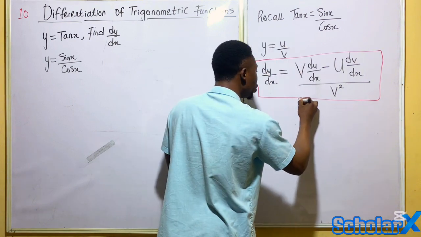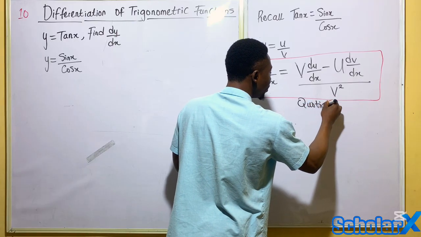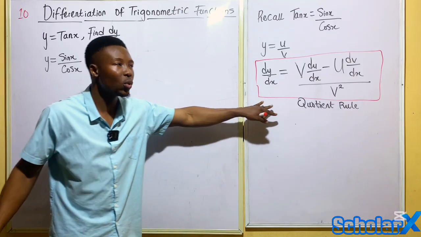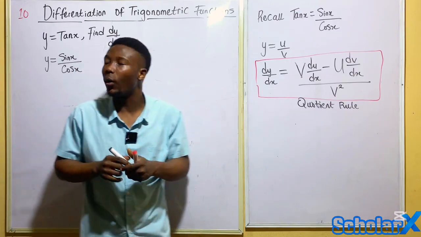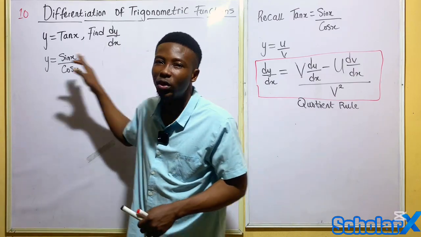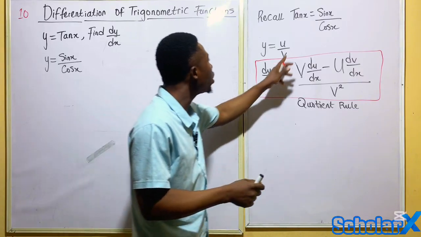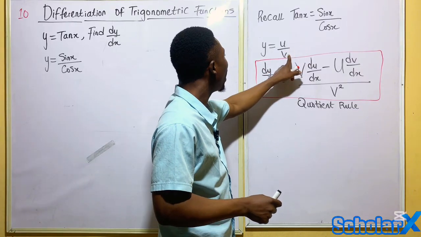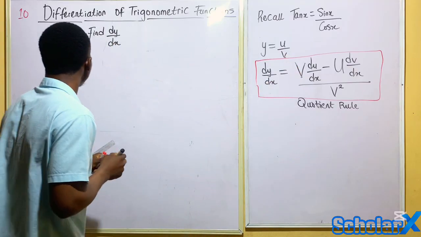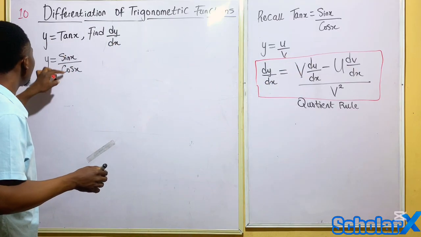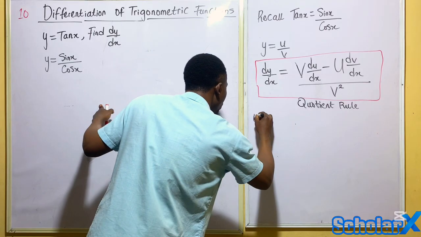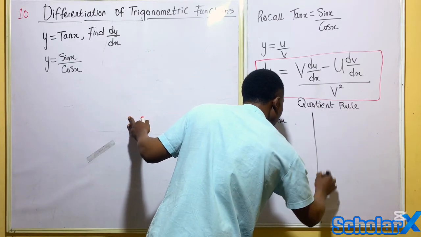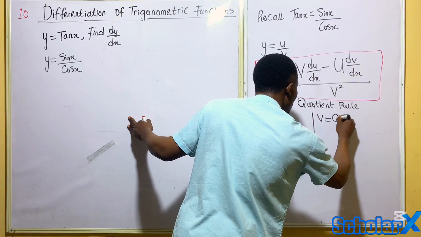So this is called the quotient rule, and we use it to differentiate functions in this form. So what do we do now? We are going to apply the quotient rule to differentiate this. Of course, the numerator becomes our u and the denominator becomes our v. So your u will be equal to sine x, and then your v will be equal to cos x.